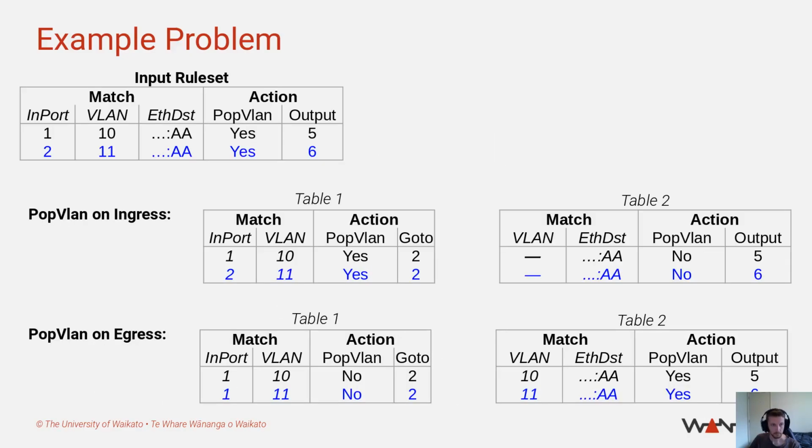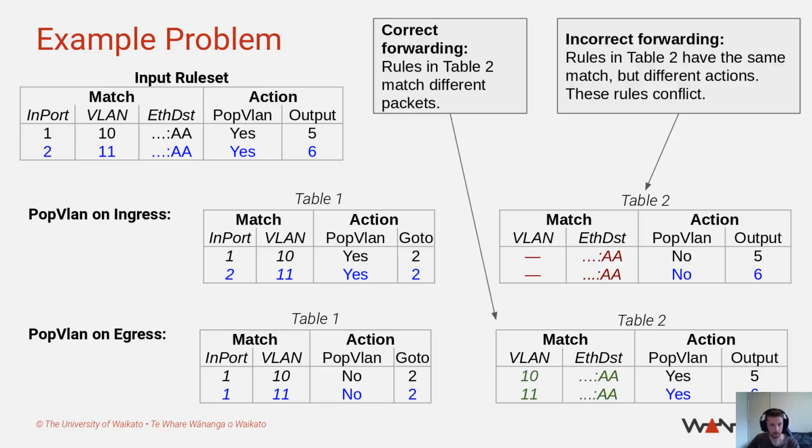So this means that for each individual rule, there are two different ways we could try and fit these. We could either put the pop VLAN in the first table on ingress, or we can put them in the second table on egress. And now if we consider that with both rules shown in that input rule set, what we find is that only one of these combinations works correctly and results in that same original forwarding.